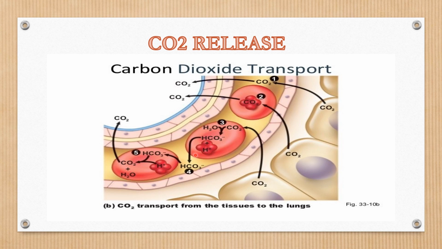So the bicarbonate ions diffuse into the RBCs, where H+ reacts with bicarbonate to form H2O and CO2. This whole reaction occurs again in the presence of the carbonic anhydrase enzyme. The CO2 released diffuses from the RBC into the plasma and then into the alveoli.